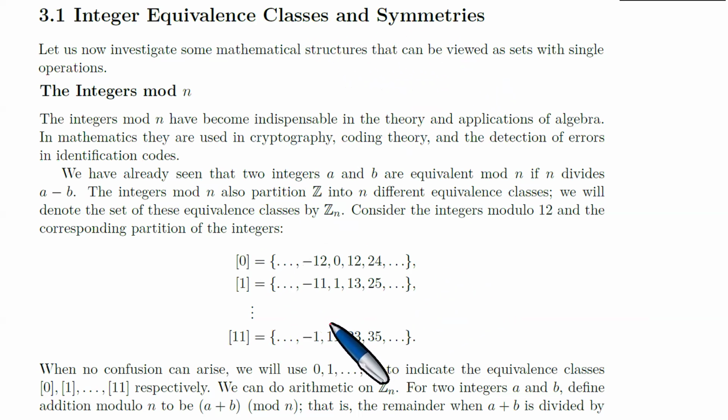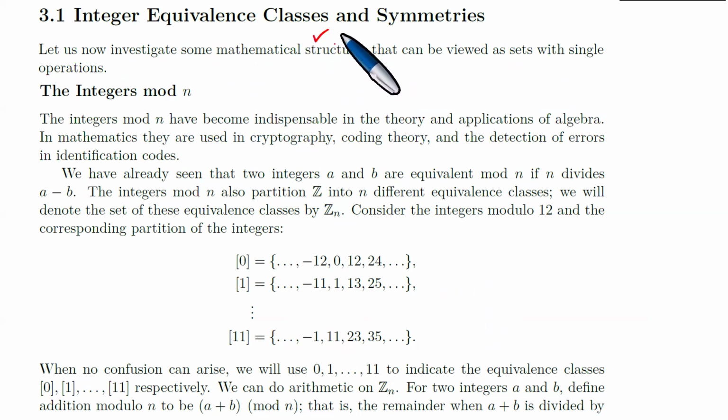We are just discussing these because why? They are very important. Many times they appear as part of the exam. So because they appear as part of the exam paper, it's very important to understand these two sections, the integer equivalence classes and symmetries. Let us now investigate some mathematical structures that can be viewed as sets with single operations.